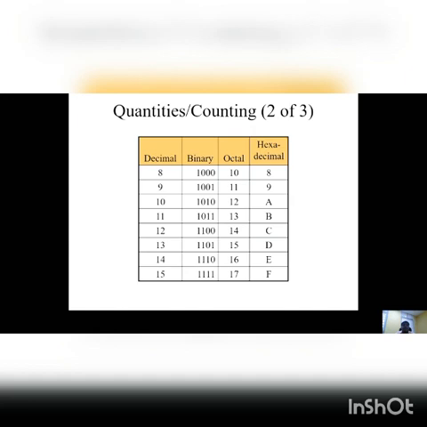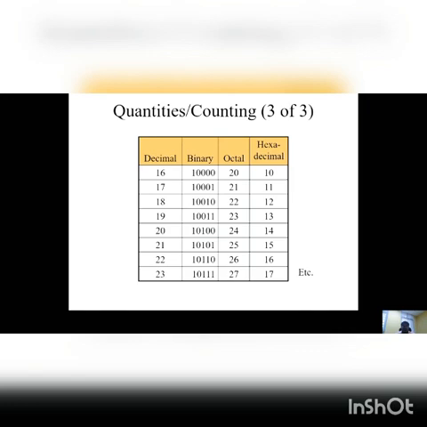Okay, 11, binary 1011, octal is 13, hexadecimal is B. Decimal is 12, binary is 1100, octal is 14, and hexadecimal is C. Decimal is 13, binary is 1101, octal is 15, and hexadecimal is D. Decimal is 14, binary is 1110, octal is 16, and hexadecimal is E. Decimal is 15, binary is 1111, octal is 17, hexadecimal is F. Now hexadecimal will start from 10.